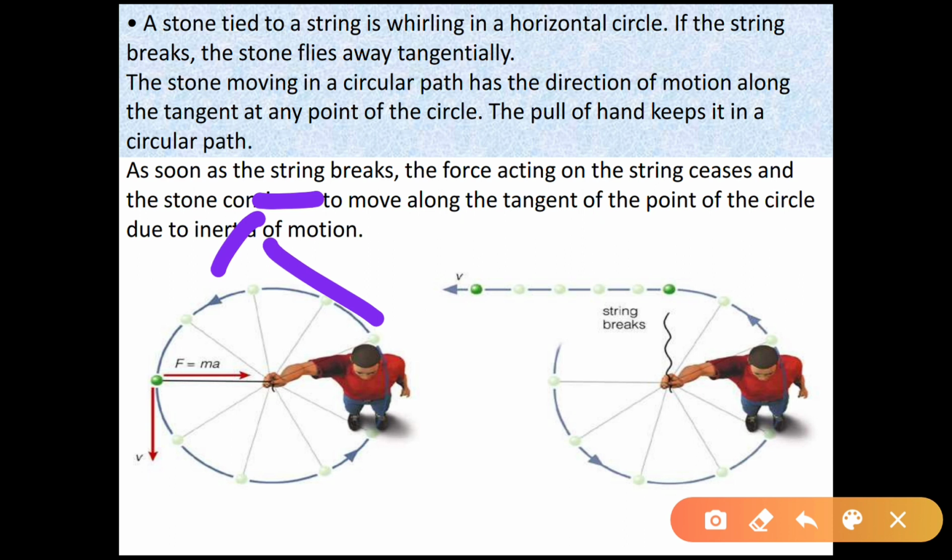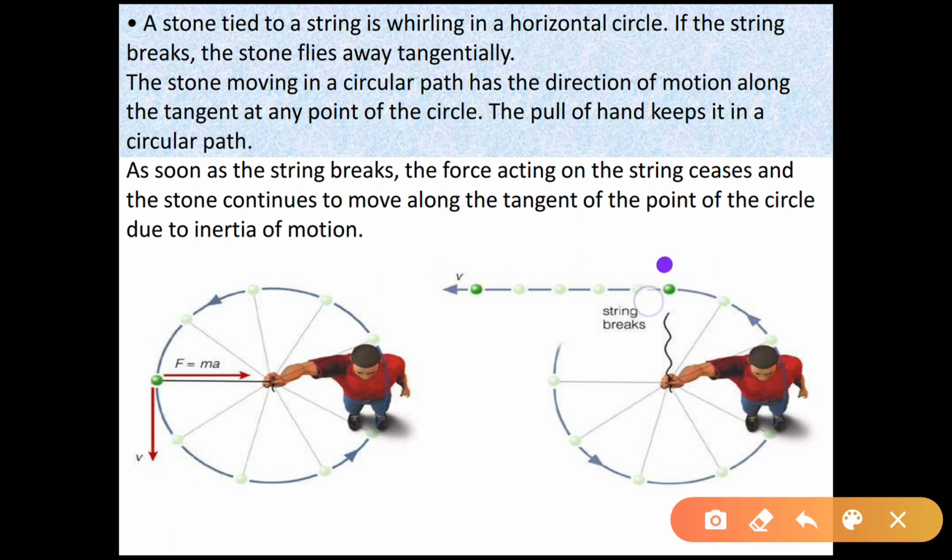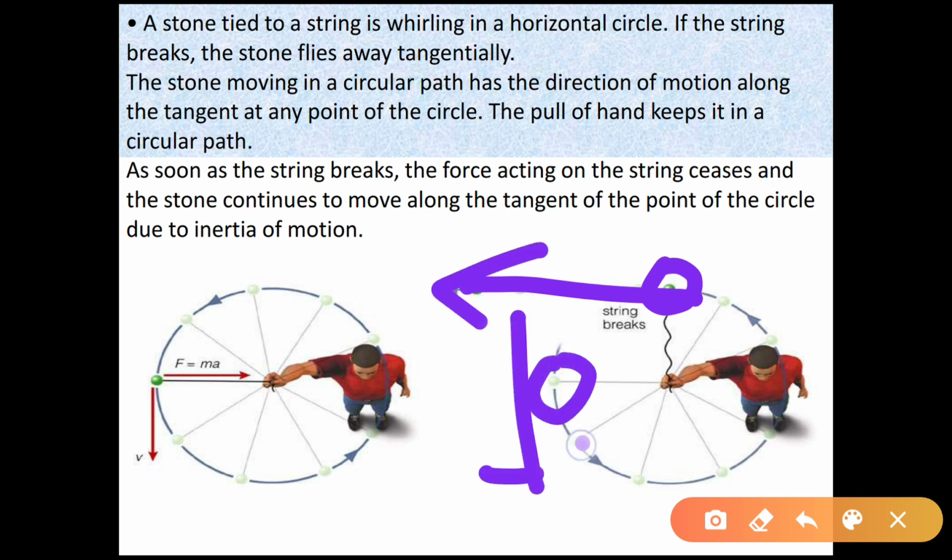So in a circular path, the direction of the motion of a body changes at each and every point. At this position, the direction is towards the left. At this position, the direction is towards the downside. At this position, the direction is towards the right. So at every point, the direction of the motion of a body changes.